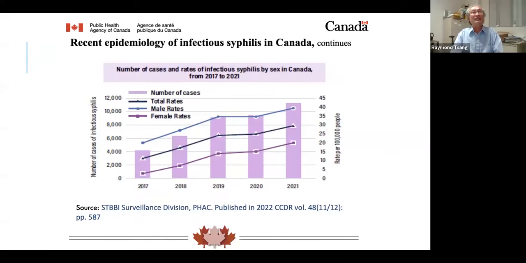The infectious syphilis cases in Canada involve both genders. I would like you to focus on the vertical axis on the right-hand side, which shows the rate of infectious syphilis per 100,000 population. The three lines in the middle of the graph show infectious syphilis rates for females at the bottom, colored red, and the infectious syphilis rates for males colored blue on the top. As you can see, increases in infectious syphilis rates happened in both genders. But if you look at the increase in females, it rose from less than 5 in 2017 to about 20 in 2021, which is more than the rate increase in males.